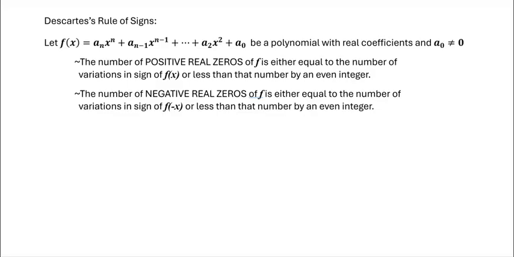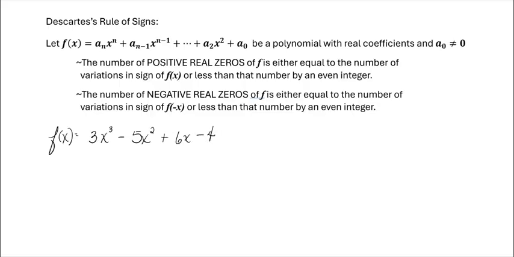Under these conditions, the number of negative real zeros of the function is either equal to the number of variations of sign of f of negative x or less than that number by an even integer. I believe you did this in Algebra 2. We're going to look at one example to see how this works.